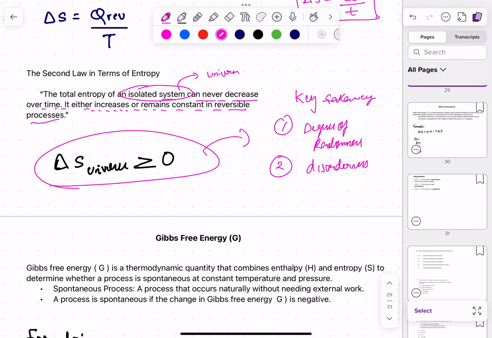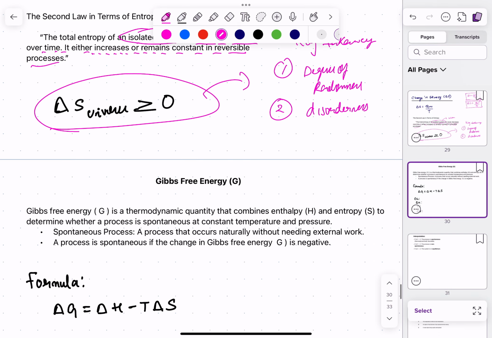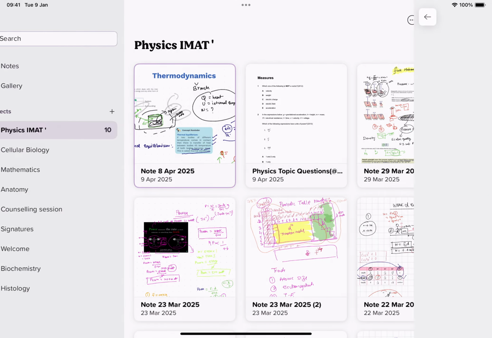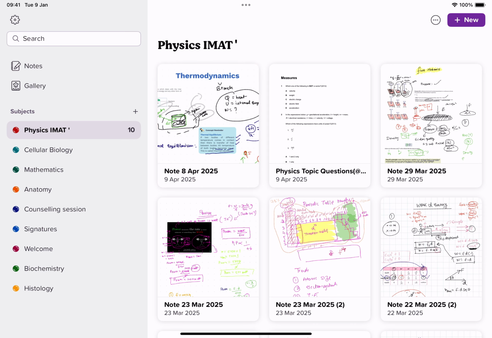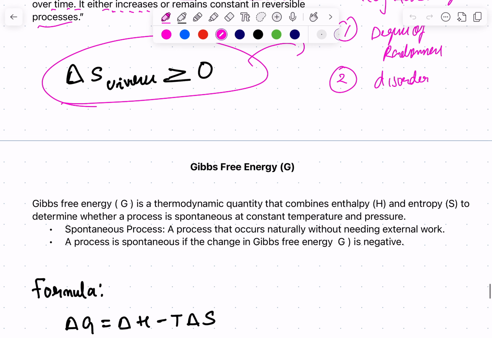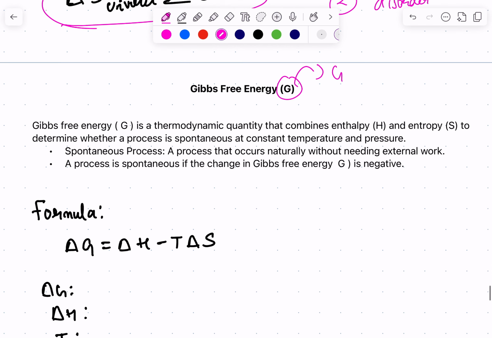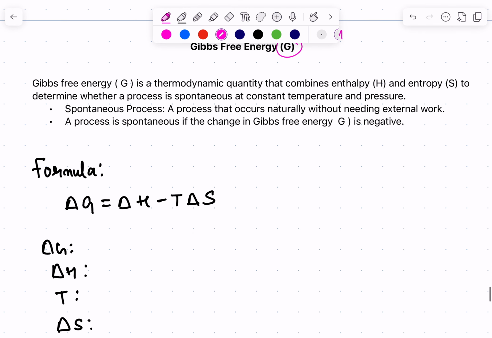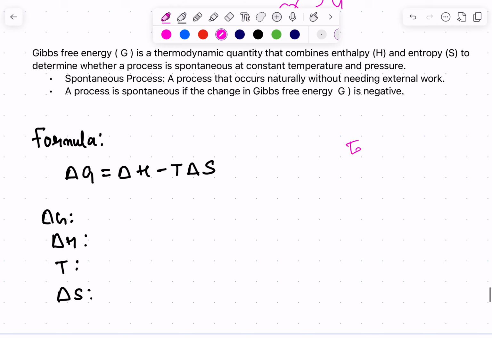Okay. Anyways, guys, let's come back to the topic, and we talk about Gibbs energy now. I hope that things are a little bit clear. Okay, Gibbs energy, it is represented by the letter G for sure. Gibbs energy is a thermodynamic quantity in which we will be talking about enthalpy and entropy together.